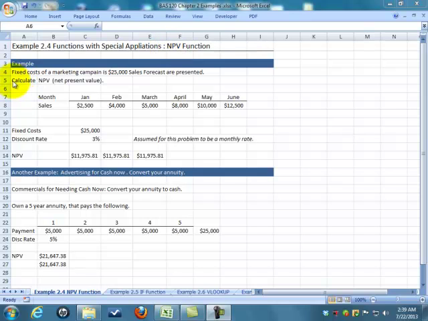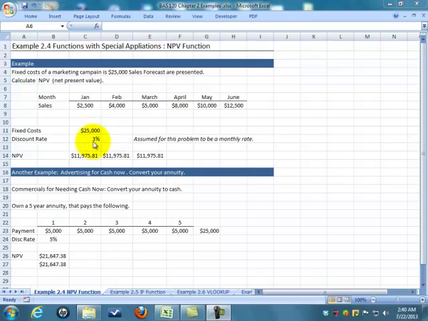So the example they give you in the book is it's going to cost us $25,000 to put on a marketing campaign for a new product. Our new products are going to have sales of this level. In the real world, you'd probably want to look at earnings, but we're going to do the net present value for sales. Sales levels for the next 6 months here. So, and they want to know what's the net present value? Is this worth the investment? And if it's worth it, how much?